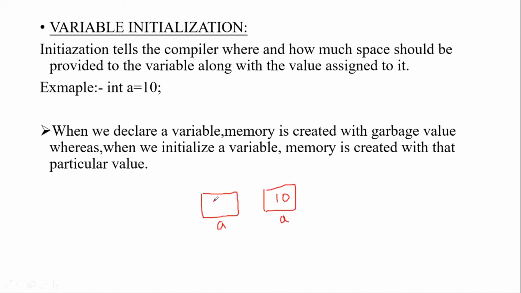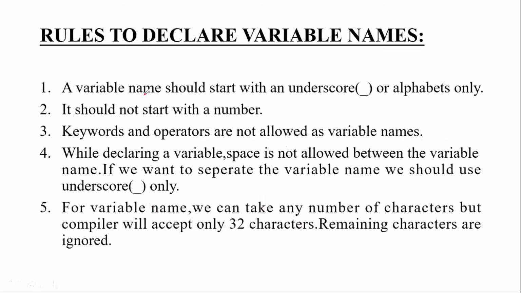Whereas in declaration, since you have not given any value, a garbage value will be stored in this memory. Some value, some character will be printed, suppose this is A or some other character. Some garbage value will be printed while you are trying to access a variable that is only declared, whereas here you have given the value, so the value 10 will be stored. I hope it is clear. Now we'll go to the rules: what are the rules we need to follow while declaring variables?